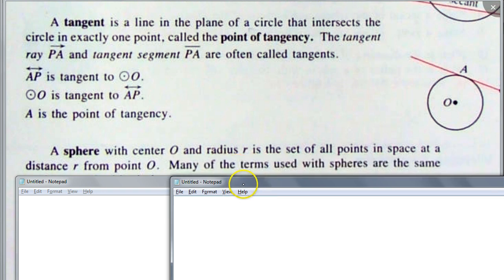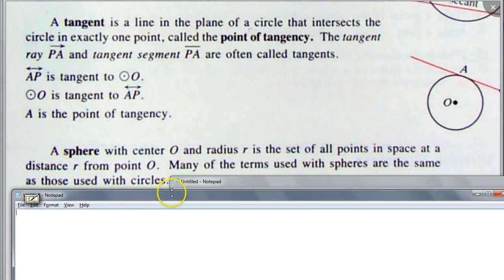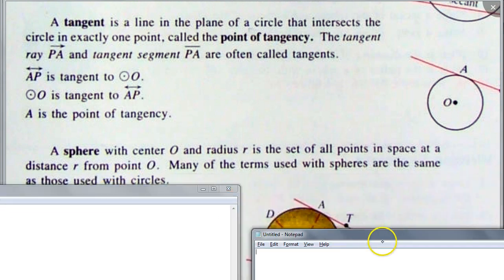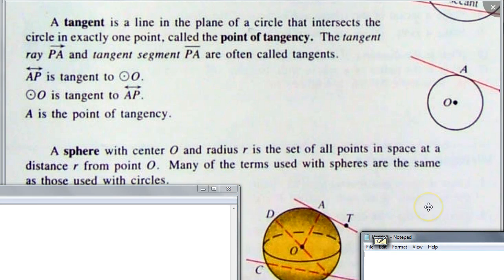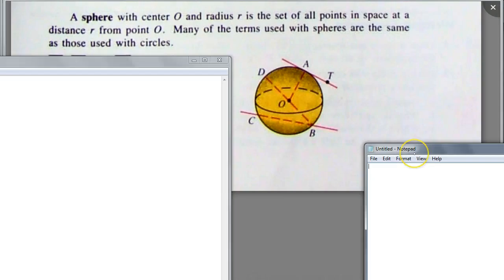And kind of thankfully, many of the terms used with spheres are the same as with, anybody want to guess? Circles. This is exactly right. Okay, so here's a picture of a sphere. Let me move this up for you. Here you go. So there's a picture, and I bet a lot of you can guess.